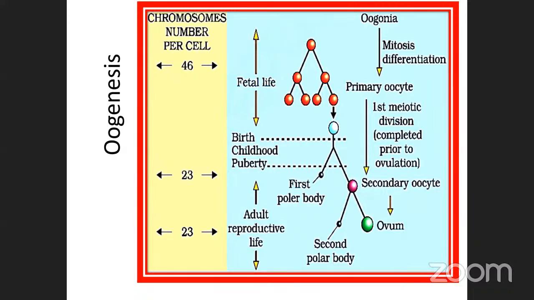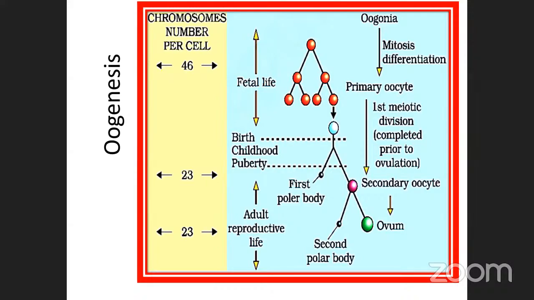The first meiotic division is completed prior to ovulation. As a result, secondary oocytes are formed. The secondary oocyte produces the ovum. During this stage, what happens? The first polar body as well as the second polar body is also formed. This stage is called the fetal stage.